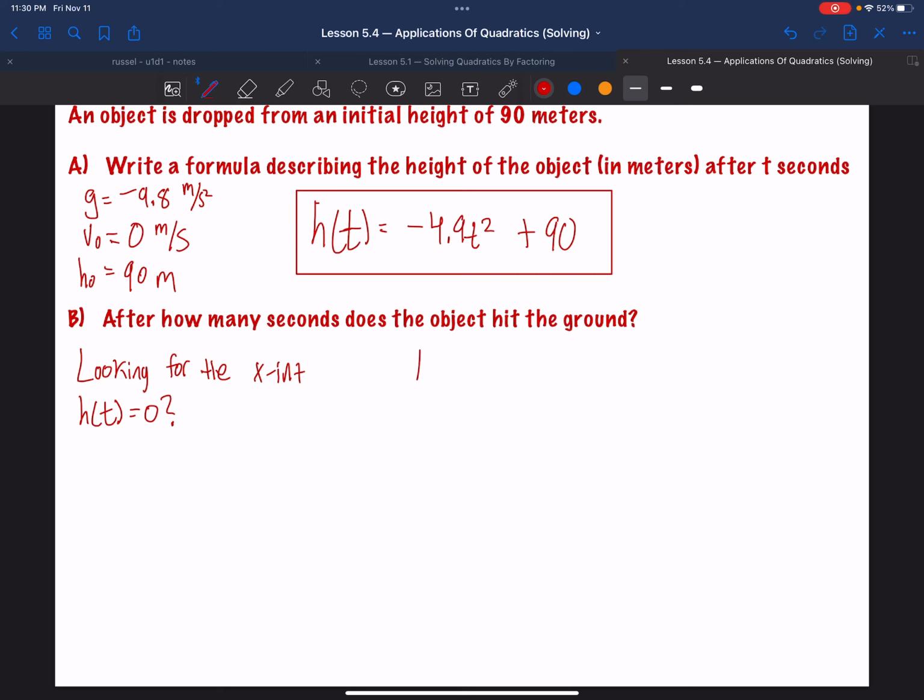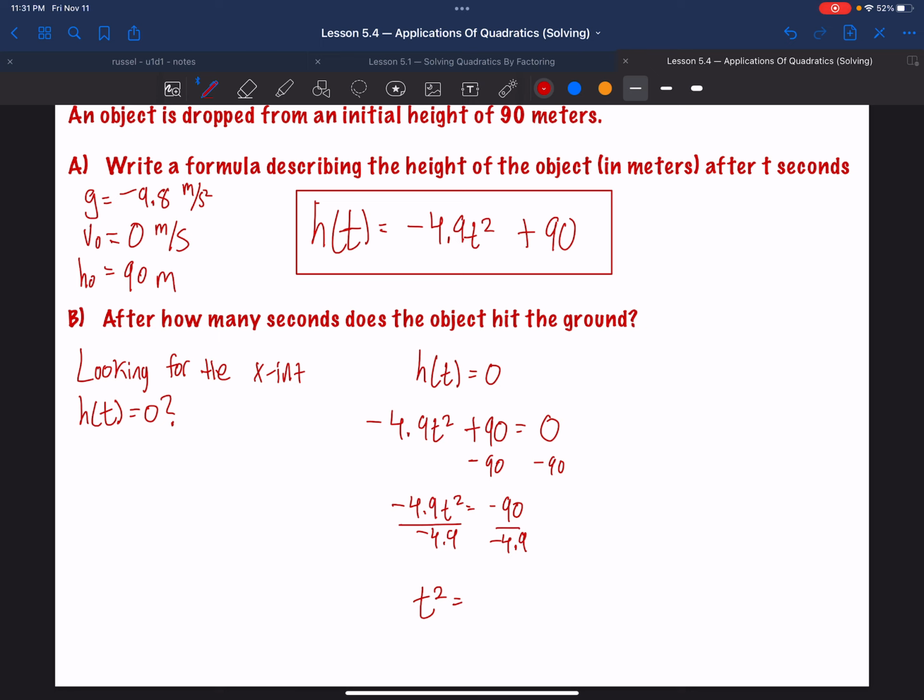So if I set h of t equal to 0, then I get negative 4.9 t squared plus 90 equals 0. We don't need to use the quadratic formula on this because there's no t term. So we could just solve for t by taking the square root. If I subtract 90 from both sides, I get negative 4.9 t squared equals negative 90. And I'll divide by negative 4.9 on both sides, getting me t squared equals, I have no idea what negative 90 divided by negative 4.9 is. 90 divided by 4.9.